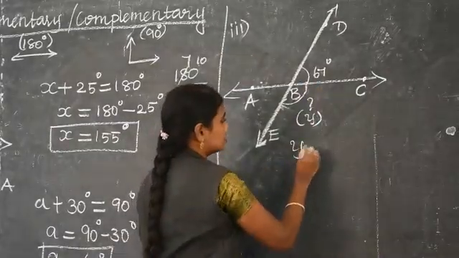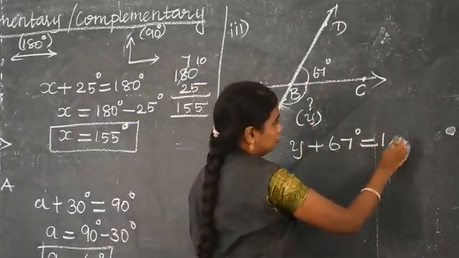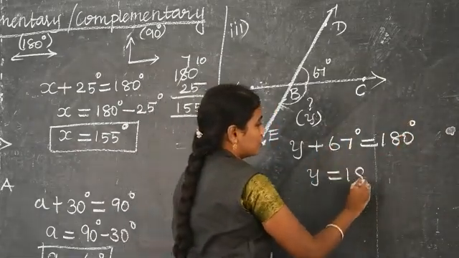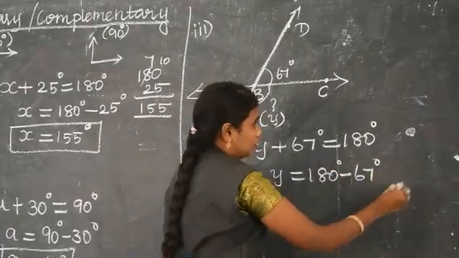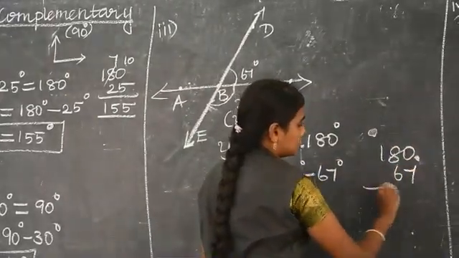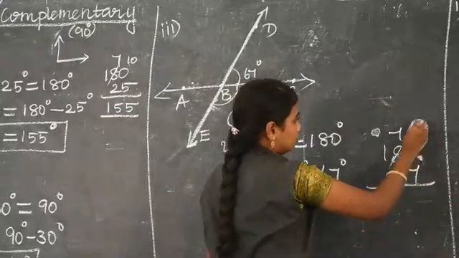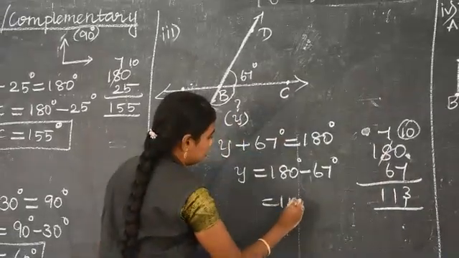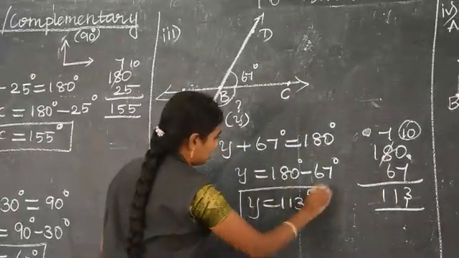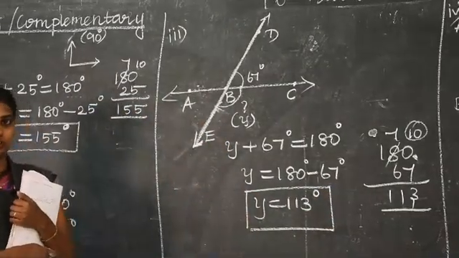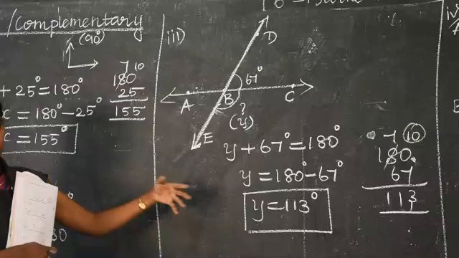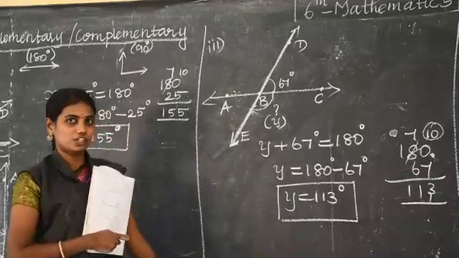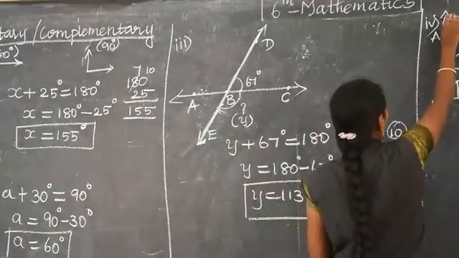So y plus 67 degrees equals 180 degrees. This plus 67 will go that side as minus, 180 minus 67 degrees. Go for the subtraction, 180 minus 67. Now borrow, 10 minus 7 is 3, 7 minus 6 is 1, here 1. 113 degrees, y equals 113 degrees. The y is unknown, you can go for any letter. You can go for the easy direct method also. You can go 180 minus 67, that is also correct.